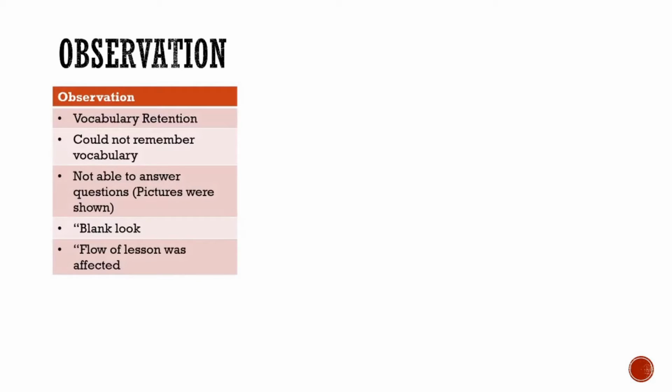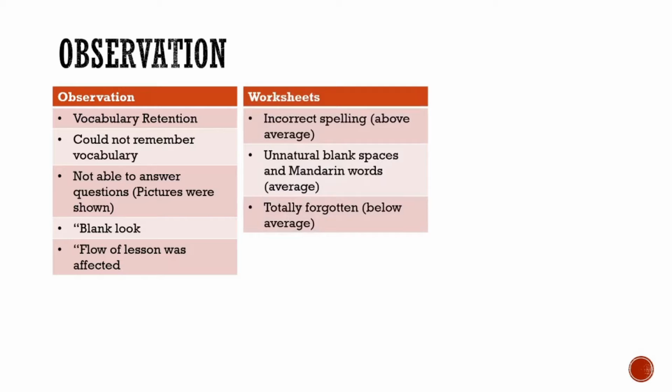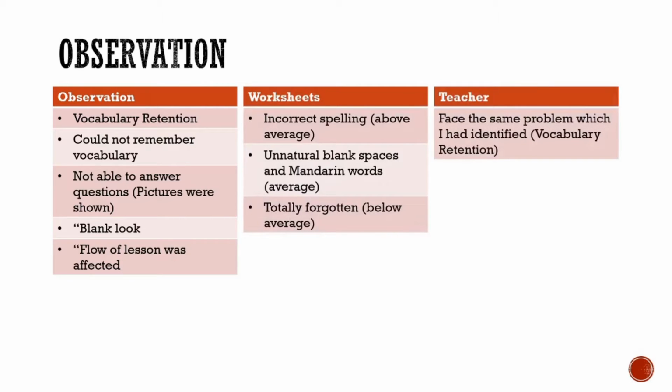So I found that one of the problems faced by the above average, average and below average English ability pupils was short vocabulary retention. I could see that there were unnatural blanks between the lines in their worksheets, and pupils even wrote Mandarin words to replace the English words. Each time at the end of the lesson, whenever I asked about the vocabulary, the pupils were not able to answer my questions.